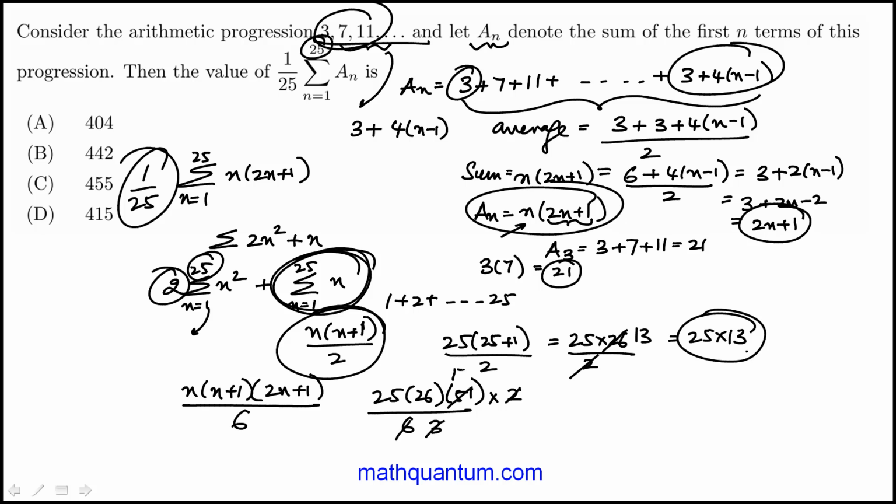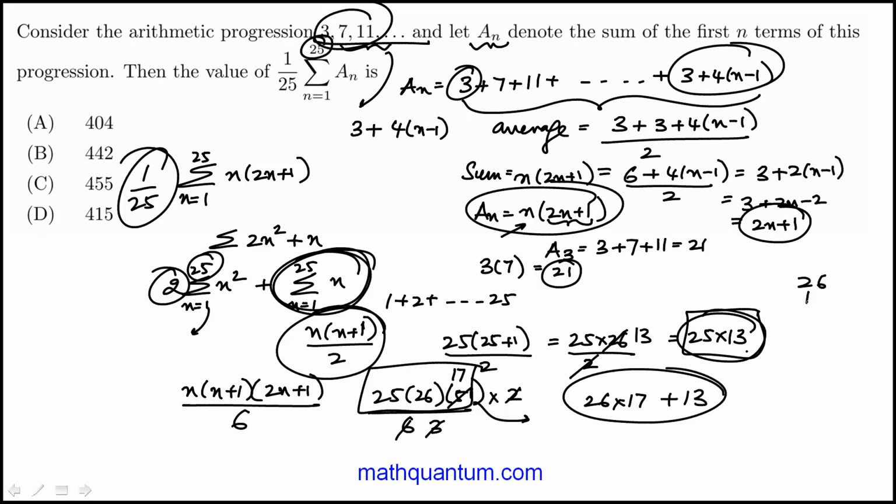3, that's 17. So we have this plus that, and they're both being divided by 25. So this piece will become 26 times 17, and that other piece would just be 13. So that would be the final answer. And you can just use a calculator here. 442 plus 13, which is 455. Answer choice C. So, I mean, this is a hard question.